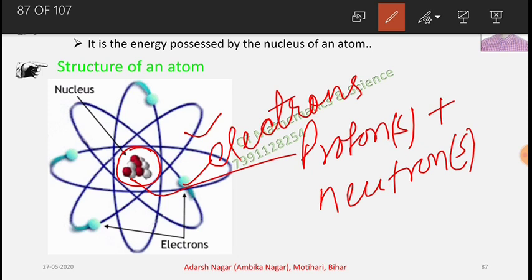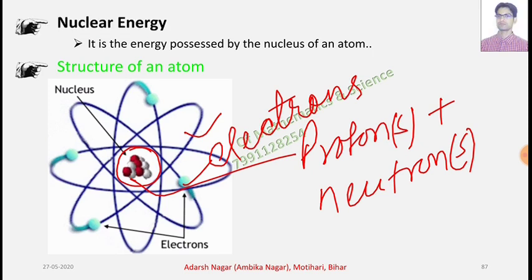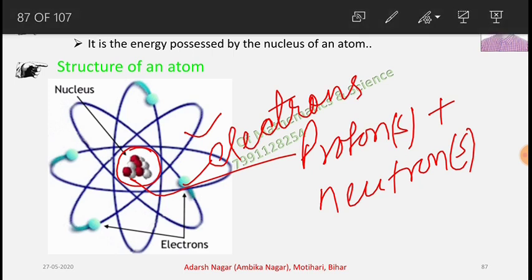In this topic, we are going to study nuclear energy, and that energy is obtained from the nucleus of an atom. How we will get energy from the nucleus of an atom, we will study in this video. But before that, let's see something about the nucleus and atom.